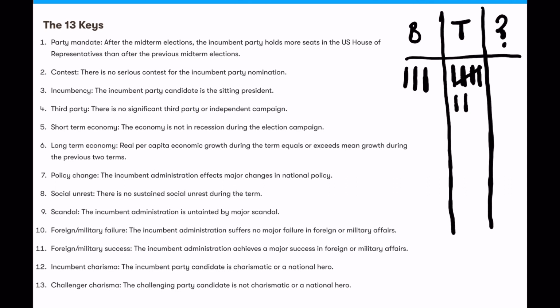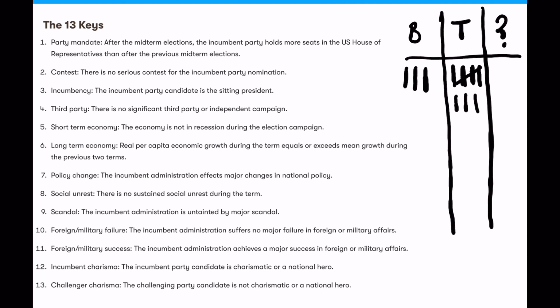So foreign/military success. The incumbent administration achieves a major success in foreign or military affairs. That's false. We are now at 8. 8 false, 3 true. There's been no major success in foreign policy or military success overseas.